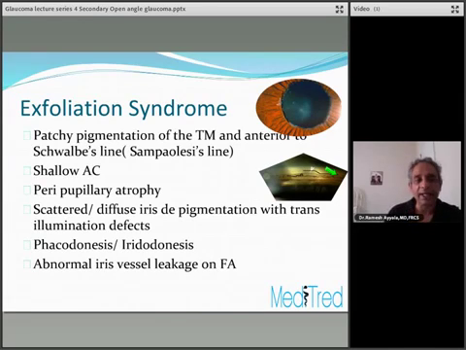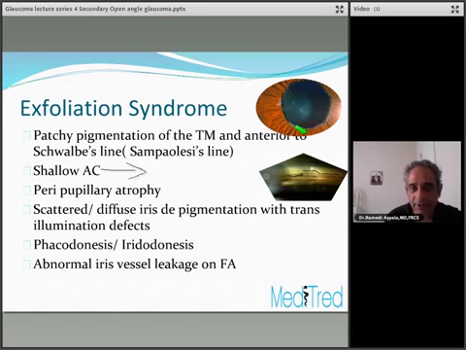These patients can have a shallow anterior chamber, and the reason for that is, remember we talked about weak zonules. So when the zonules become weak, what happens to the lens? The lens rides forwards. When the lens rides forwards, the anterior chamber becomes shallow. Simple. They have peripupillary atrophy. This is pretty characteristic for this disease process.